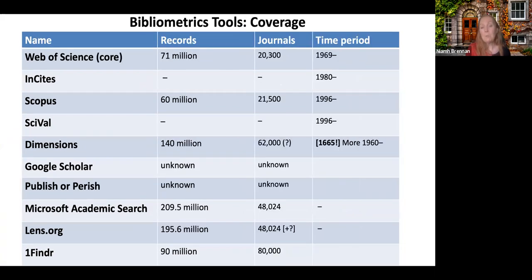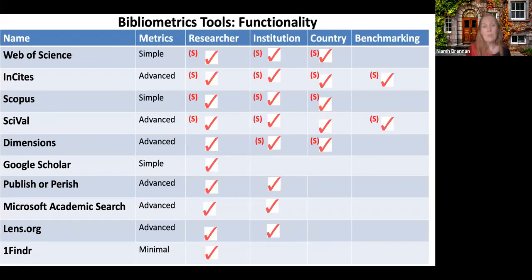On the coverage, which changes all the time. So that was whenever the last time, a couple of months ago when I did that. But you can see the coverage and the dates on that as well, comparing and contrasting those tools. And the functionality, so this would be looking at, can you apply these metrics, are they simple or advanced? Can you apply them at the author level, at the institution, the country, and benchmarking?